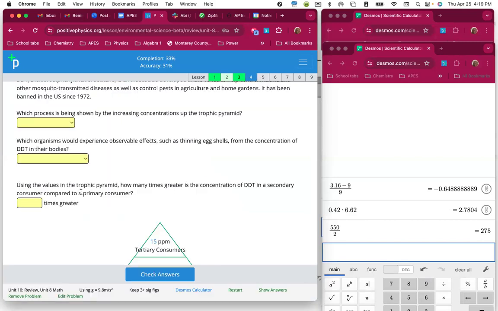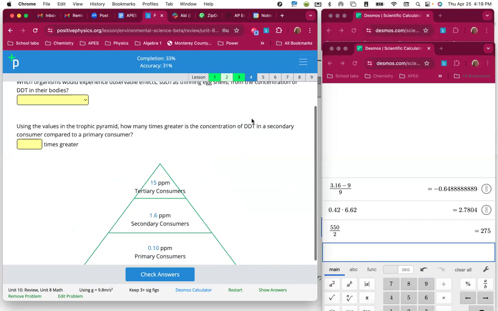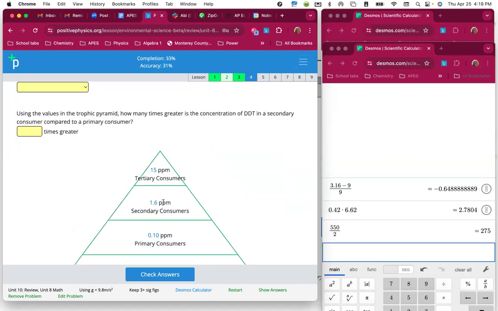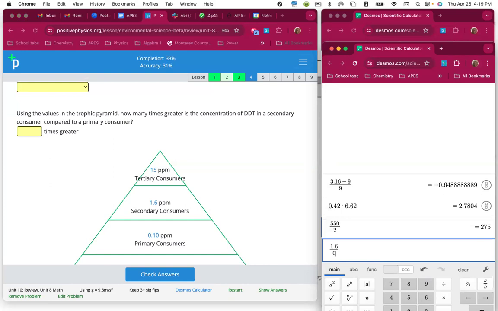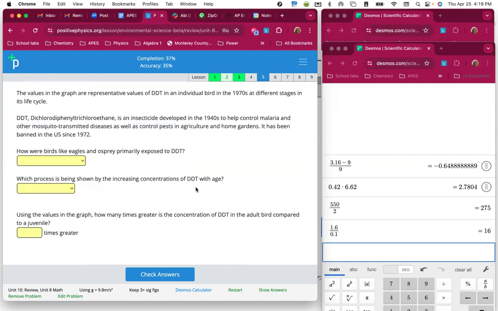So in the case of this one, how many times greater is the concentration of DDT in a secondary consumer compared to a primary consumer? So I would be doing 1.6, my greater number, divided by 0.1, my smaller number. So 16 times greater. And then if you didn't answer all the questions, you can still click to the next one.